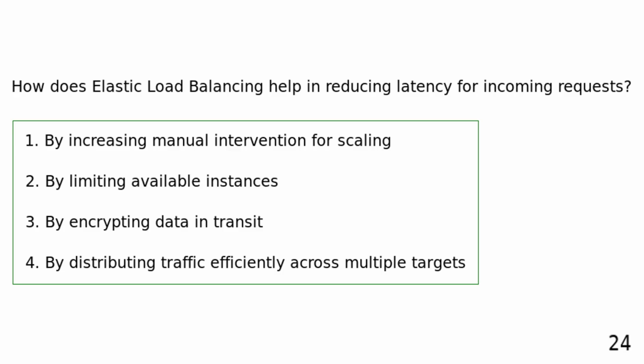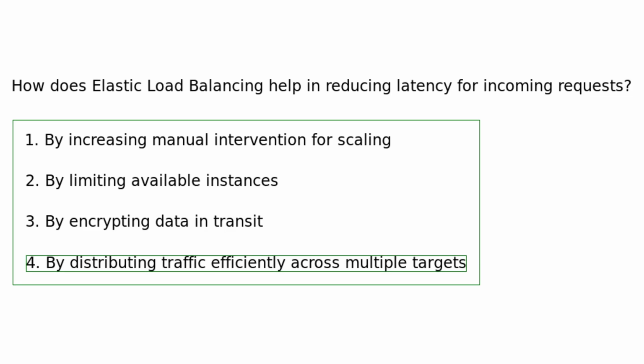How does elastic load balancing help in reducing latency for incoming requests? By increasing manual intervention for scaling. By limiting available instances. By encrypting data in transit. By distributing traffic efficiently across multiple targets. Elastic load balancing helps in reducing latency for incoming requests by efficiently distributing traffic across multiple targets, such as EC2 instances, ensuring that requests are handled quickly and with minimal delays.